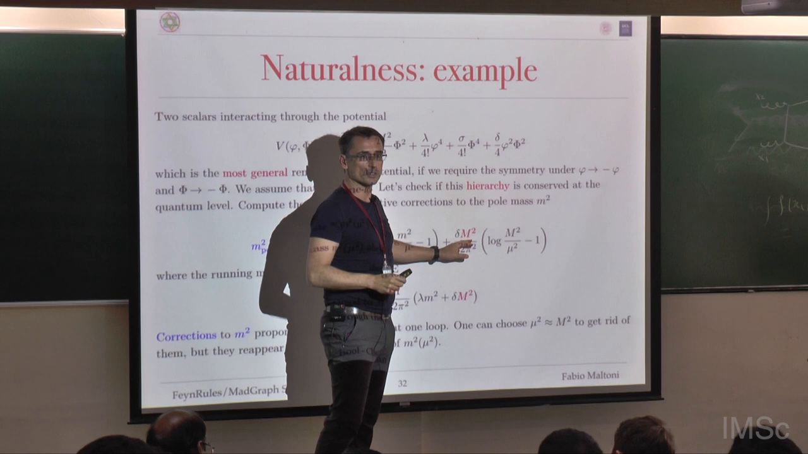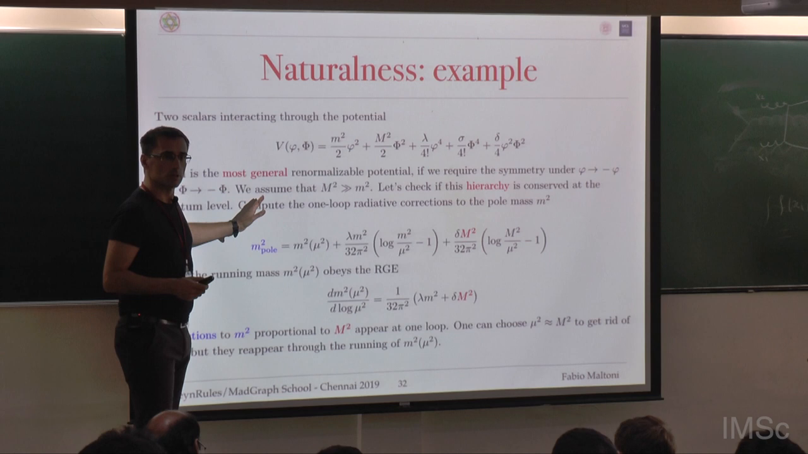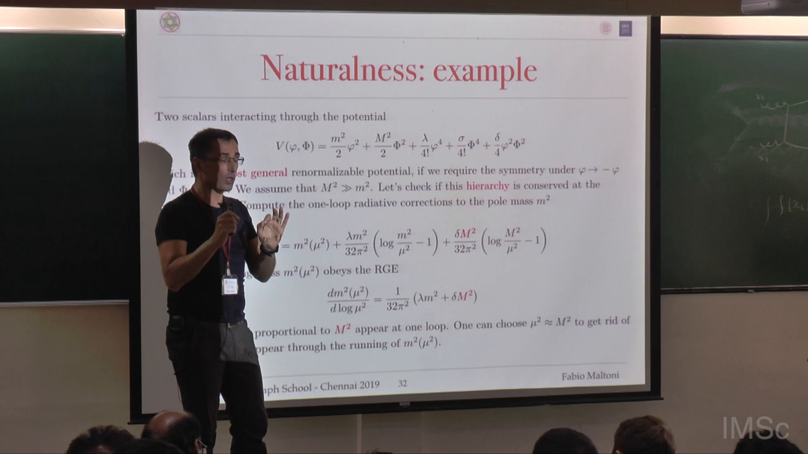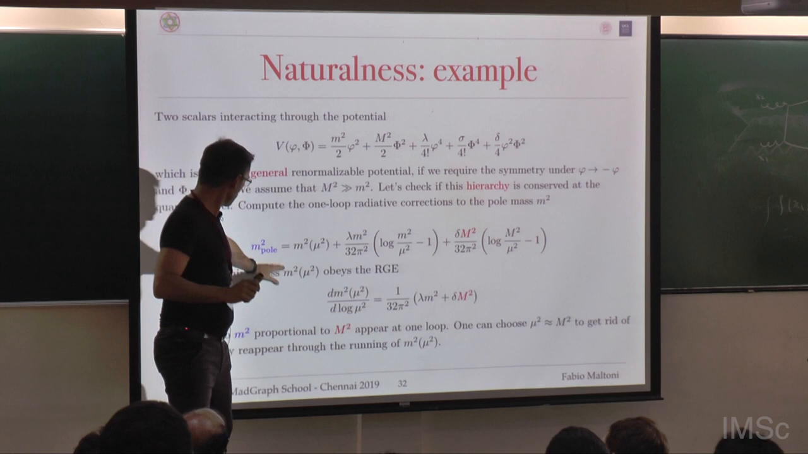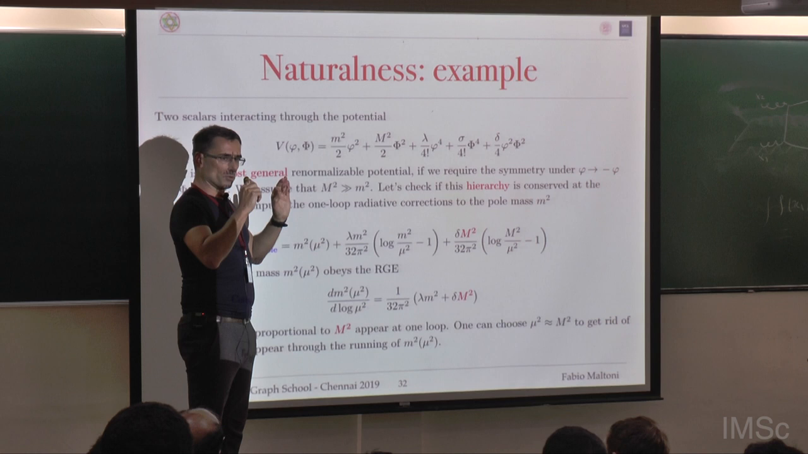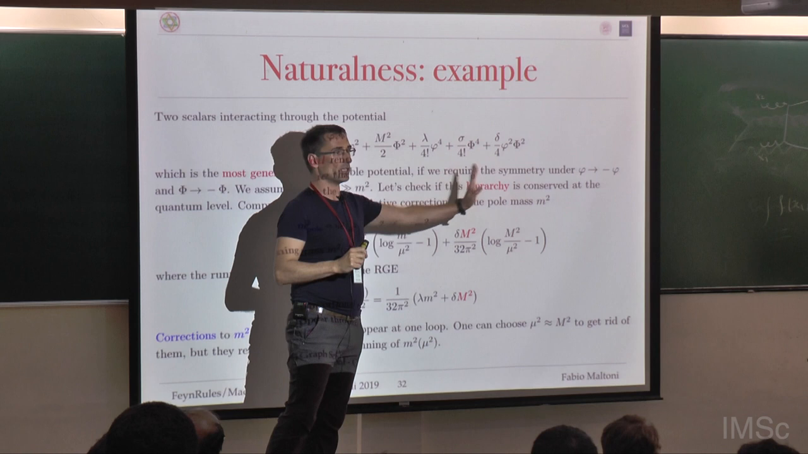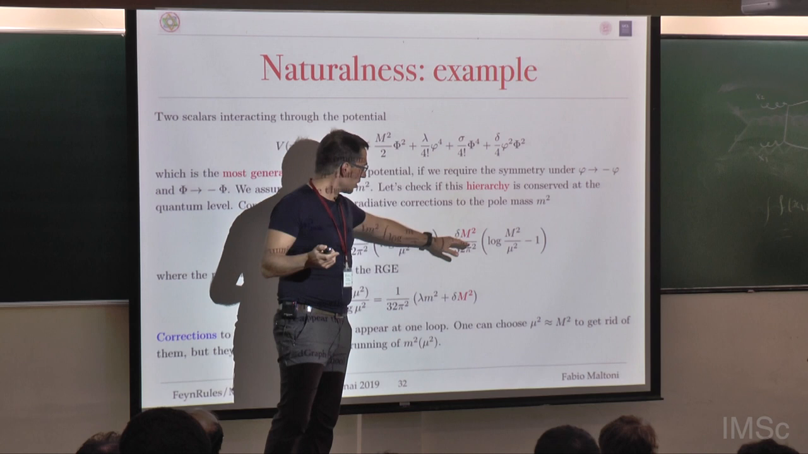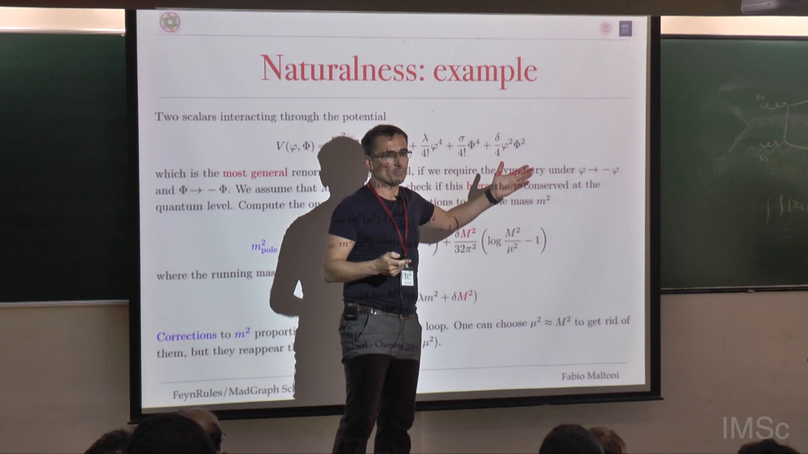You have a model where small m is calculable in the model, right? Because I can write it. This is calculable, and this calculable dimensionful parameter depends on a very heavy scale, no matter what I do. There's nothing I can do. It will always depend on this heavy scale, which can be as heavy as I want. It will never be decoupled. Okay?